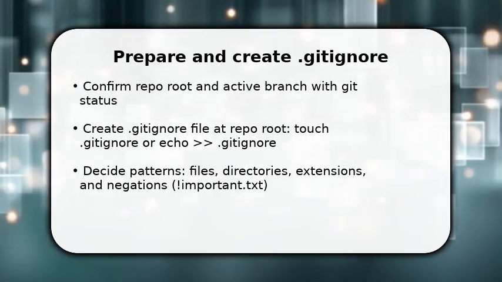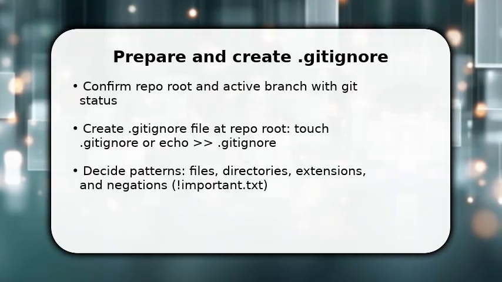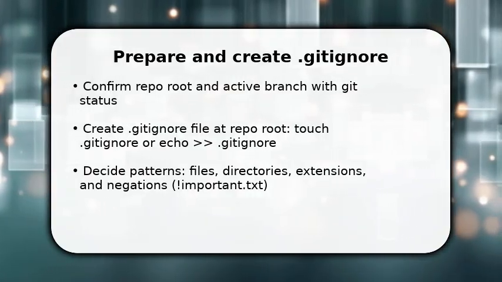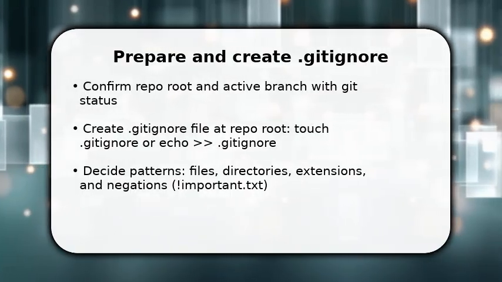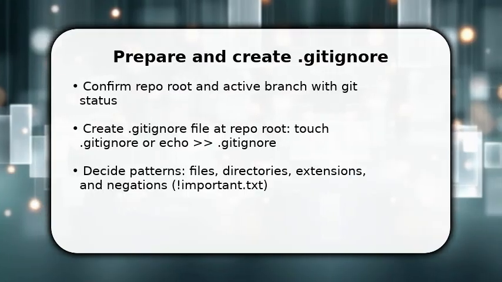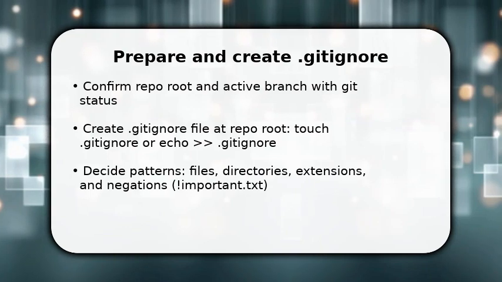Start adding the first patterns: file names, directory paths, and extensions such as node_modules/ or *.log. Use negation carefully, for example !keep-me.txt to track a specific file while ignoring its folder. Once done, save the file and get ready to apply it.